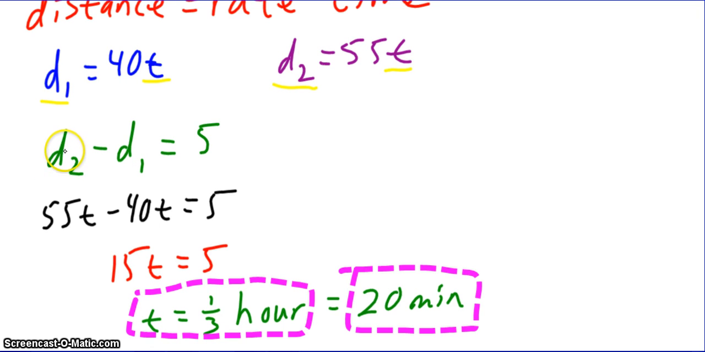Okay, so then I continue on. Since I know d2 minus d1 is 5, I know 55t minus 40t is 5, since d2 equals 55t and d1 is 40t. So I can subtract those since the t is the same variable, and I get 15t equals 5. Therefore, t is 1/3 of an hour. So it'll take 1/3 of an hour for the cars to be 5 miles apart. I could also say that's 20 minutes, because 1/3 of an hour is 20 minutes. So either of those would be correct.